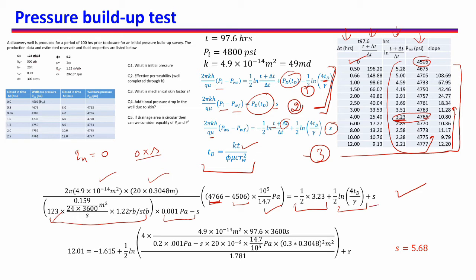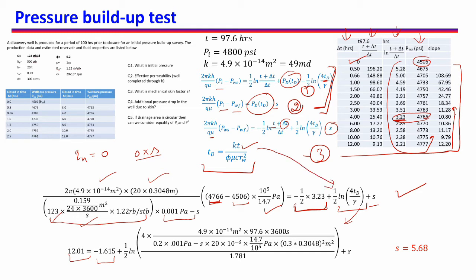So we know everything here, we can solve this. So this comes out to be 12.01. This comes out to be minus 1.615. And now we are solving this 1 by 2 ln of 4 Td by gamma. Td we can substitute from the dimensionless time.